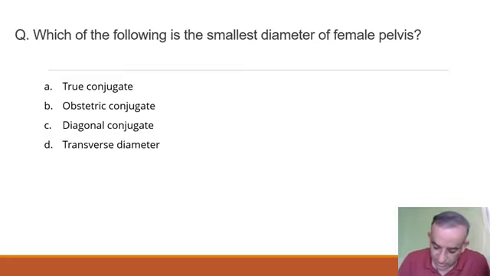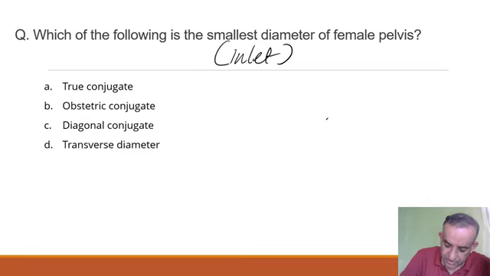Which of the following is the smallest diameter of the female pelvis? At the inlet, I think I should have written that. At the inlet, what is the smallest diameter? All the choices are suggesting the inlet. Mid pelvis, I'll give the answer: the narrowest diameter is the bispinous diameter. So at the inlet, what is the narrowest diameter? Obviously the diameter of obstetric importance will be the shortest. So the obstetric conjugate is the shortest diameter.